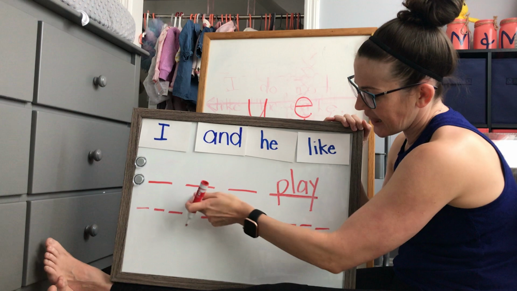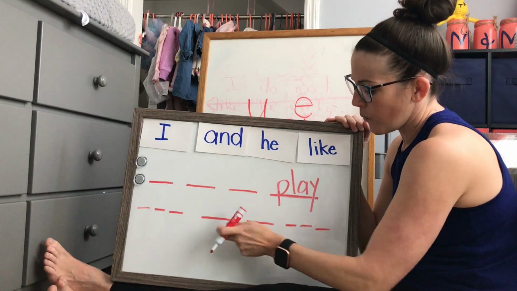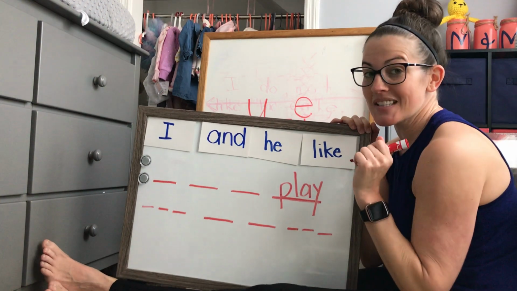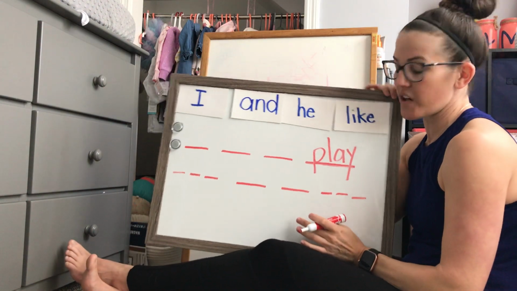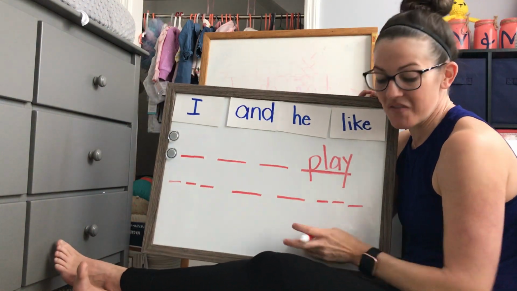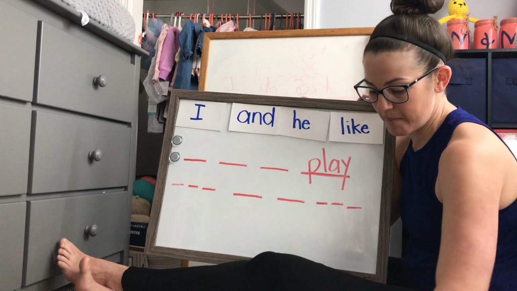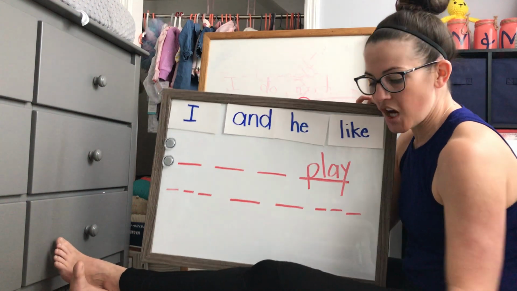I like to play tug with the dog. Do you see how important sight words are? Almost all of the words in this sentence are sight words. So that's why we've got to practice them and know them so we can read them and write them. Okay, I like to play tug with the dog.